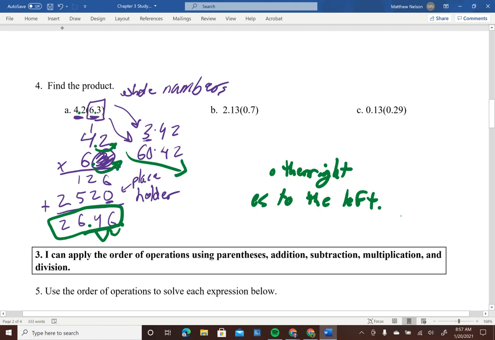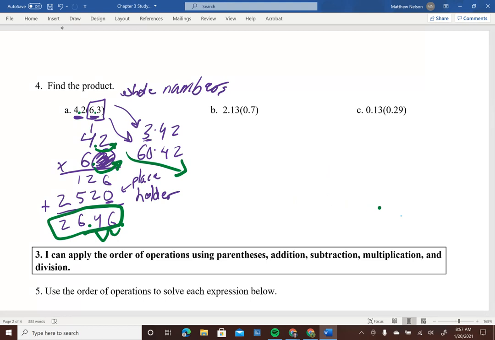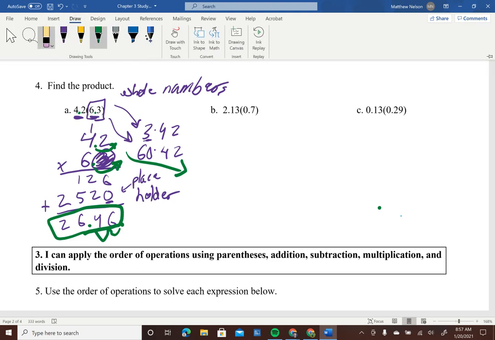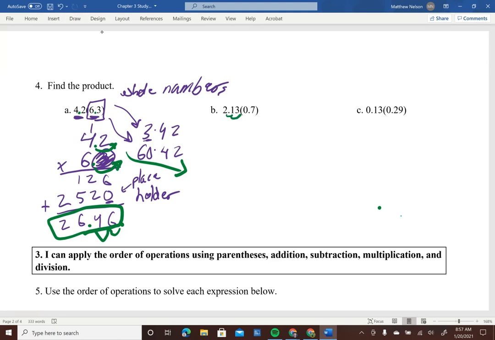Again, we're going to ignore that decimal place. We're going to move it to the right, push it out of the way. So I'm going to move 2.13, push that 2 places to the right. I'm going to move this 0.7 1 place to the right. So 2 places to the right and 1 place to the right, for a total of 3 places to the right, which means I'm going to have to move 3 places to the left when I get my answer.